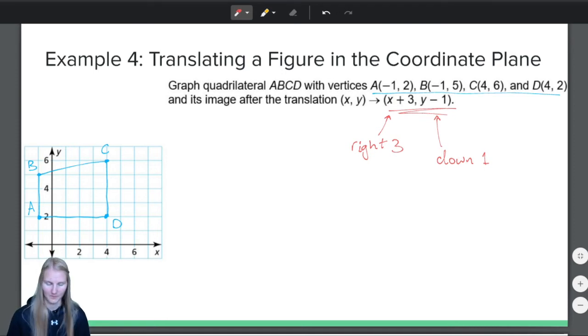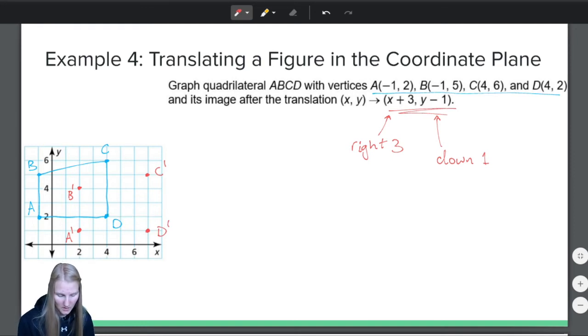Okay, so let's do just that. We'll start with point A, and we'll move right 3 and down 1. And we're going to call that A prime, because it's the image of A. Same with B, 1, 2, 3, and down. B prime. 1, 2, 3, and down. C prime. And 1, 2, 3, and down. D prime. And now we'll connect the dots.